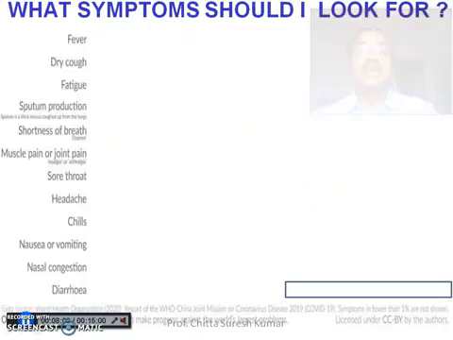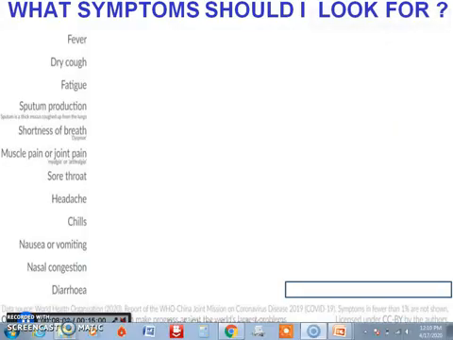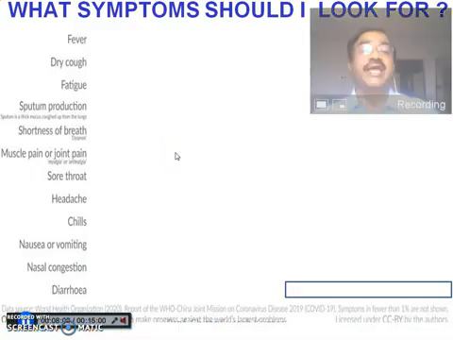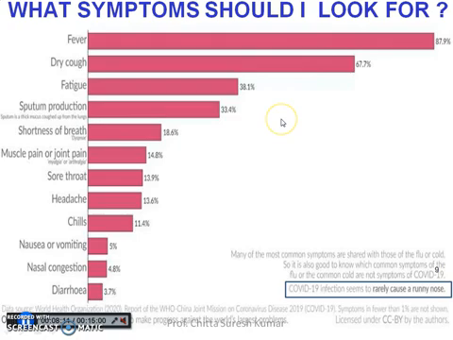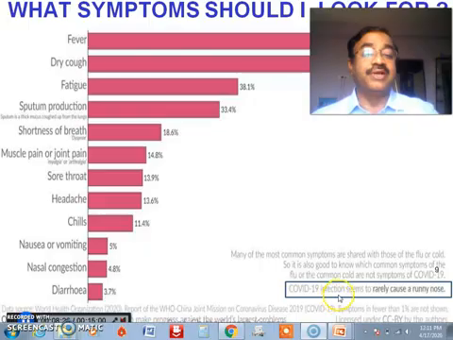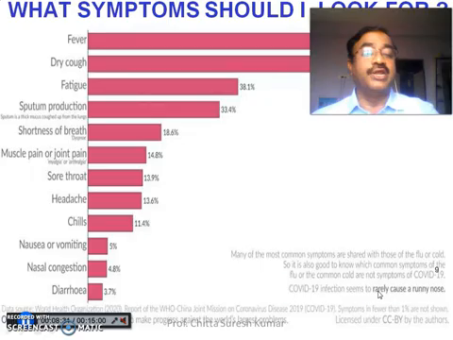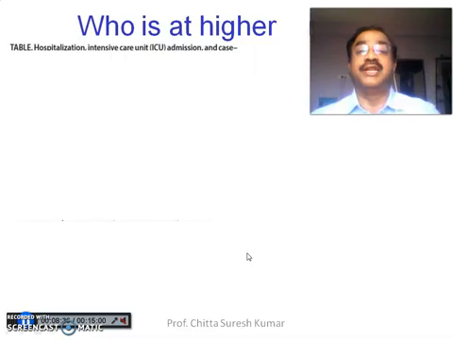And here I would just like to tell what symptoms I should ask for. So what symptoms should I ask? Fever, dry cough, and all those things. The Chinese studies have indicated that fever is 87.9%. Patients have shown fever and dry cough. These are the most common symptoms, and then diarrhea, headaches, all those things. So remember here, COVID-19 infection seems to rarely cause a running nose. Running nose is very rare in COVID patients. So if you have a running nose, don't go to the hospital.